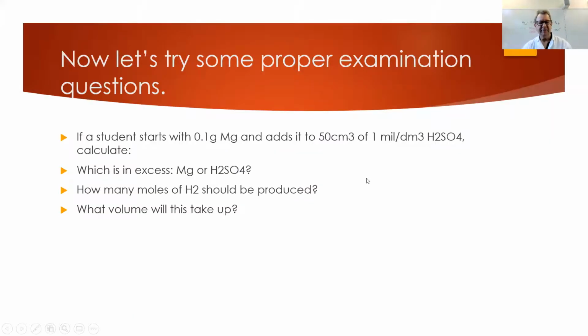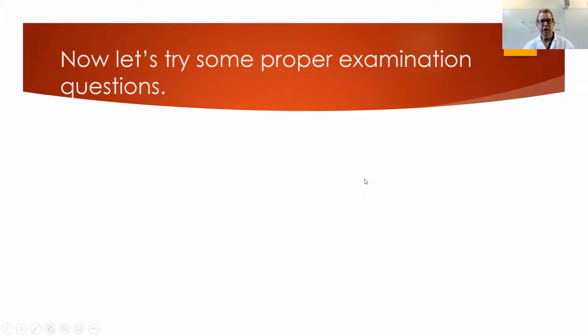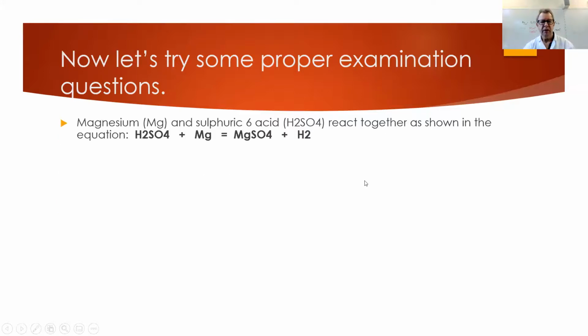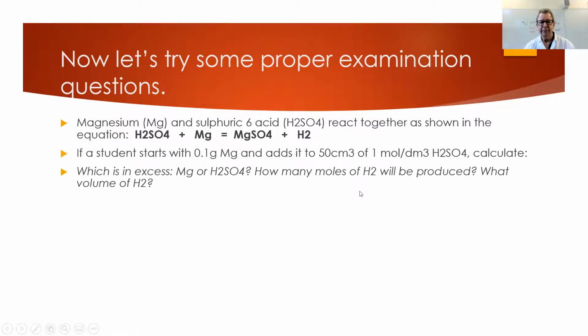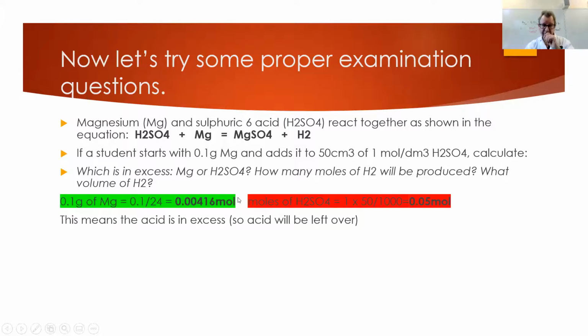Okay, let's have a look at it. So here we are. Here's the equation. Here's the amounts. These are the 3 questions. Which is in excess? How many moles of hydrogen? What volume of hydrogen? Here's the first bit. Well, I colored them with the color of the triangles. You might not have noticed, for those of you in Kenya, but I'm using green and red and black, and that is a Kenyan set of colors.